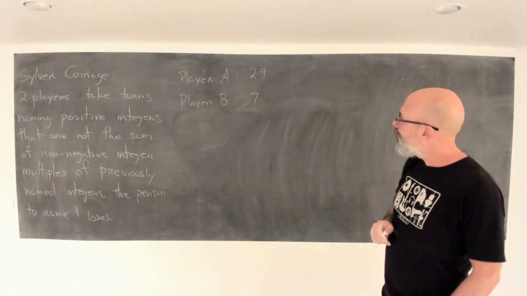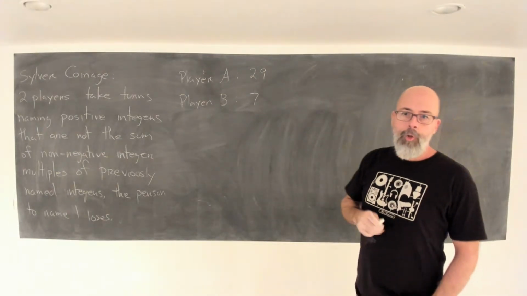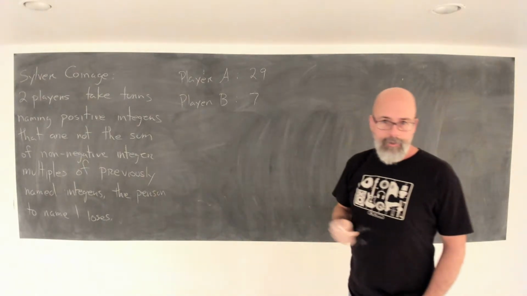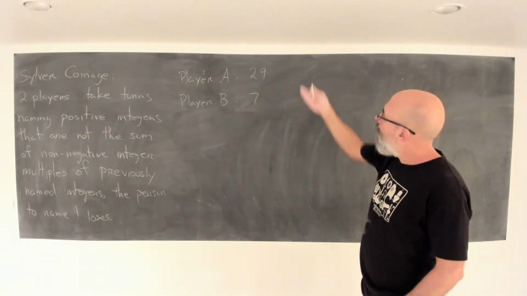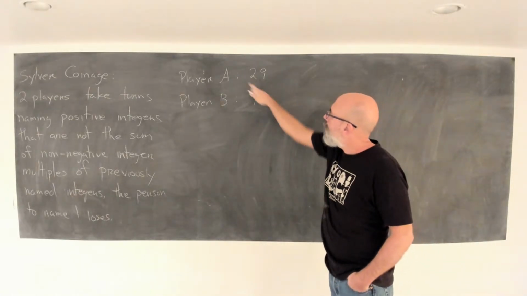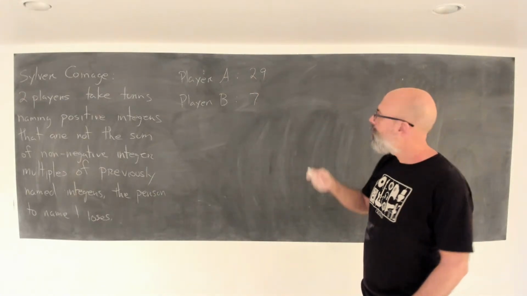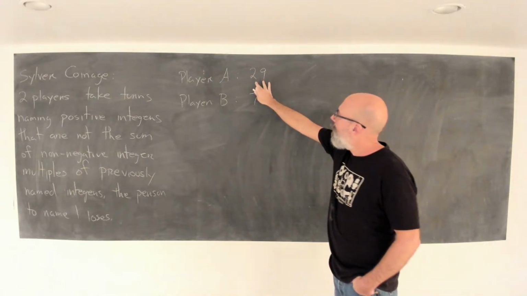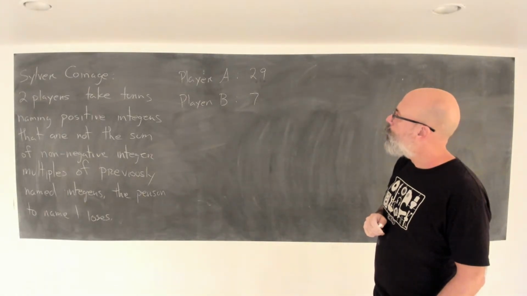Very well. It could have been a number bigger than 29. Could have been 30, 31, 32, and so on. Not 58, because 58 is 2 times 29. And not 87, because 87 is 3 times 29, and so on. And anything that is not a multiple of 29 would have been fine. Let's say player B chooses 7.